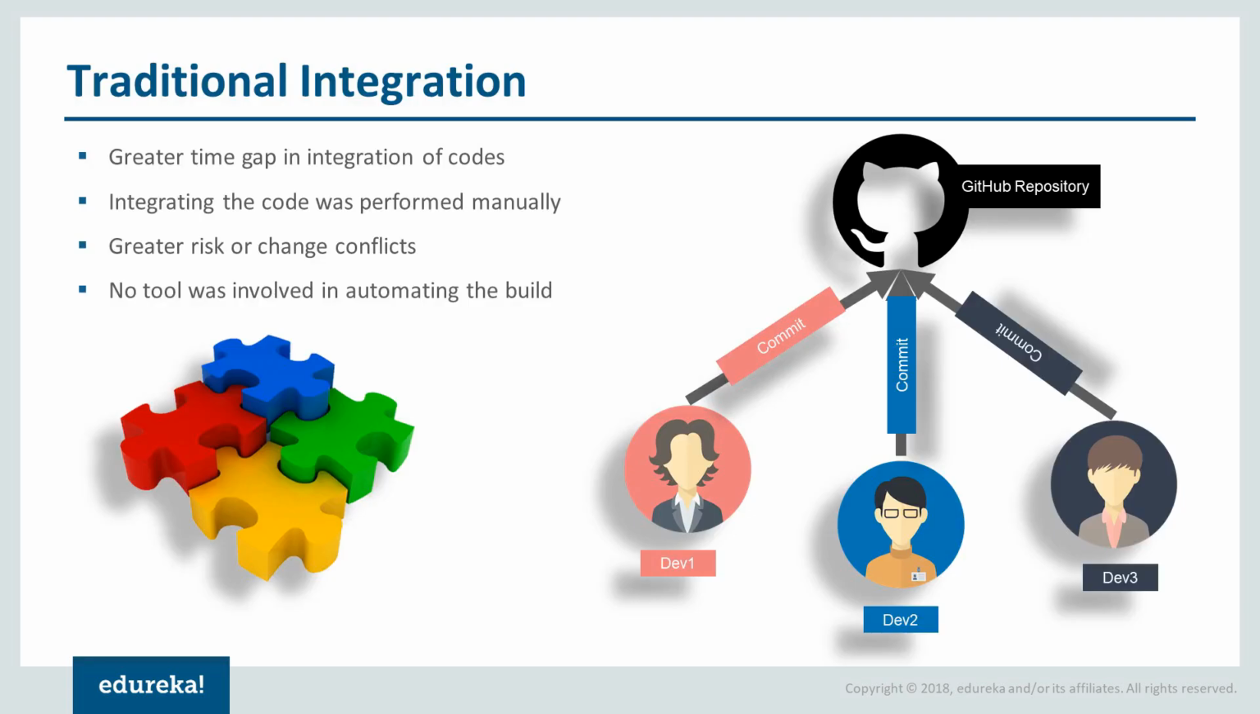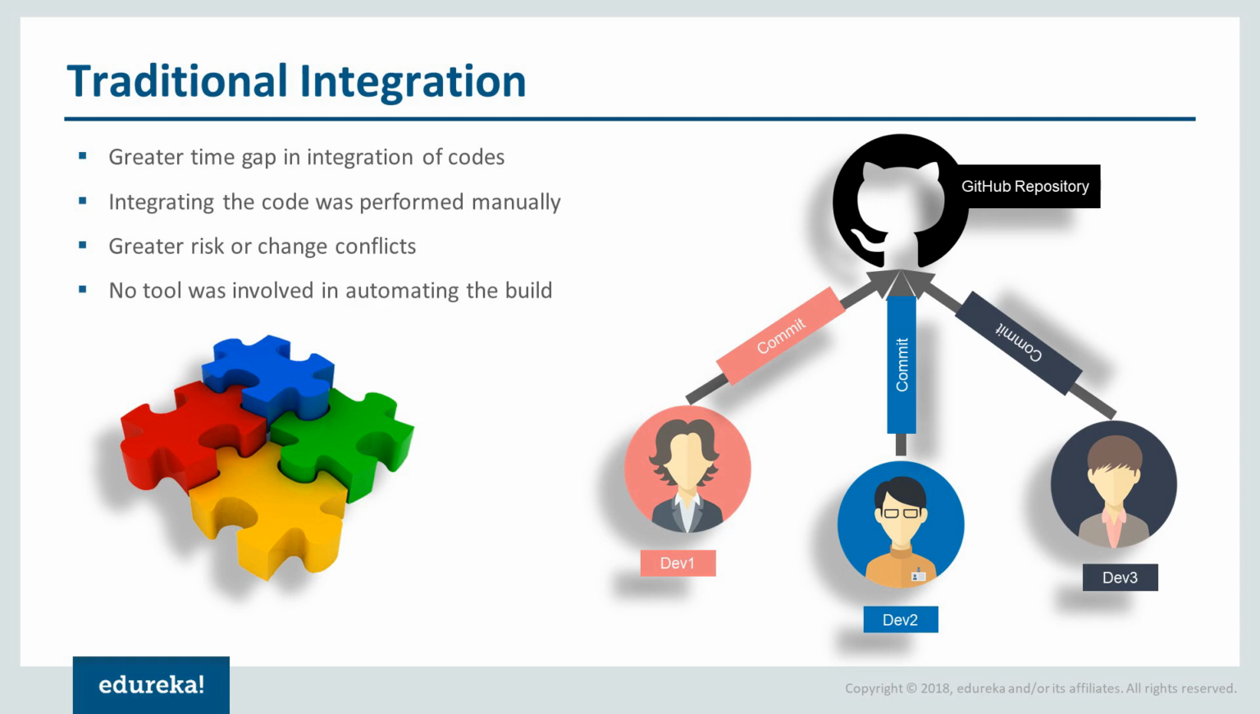Before we understand CI from the DevOps perspective, let's take a look at what exactly happens when DevOps is not there, or when CI is not there. That's what we are referring to as traditional integration. As you can see here, we have 3 developers, Dev 1, Dev 2, Dev 3, and they are committing on a regular basis to a GitHub repository. GitHub is one of the most popular community-driven source code management repositories, available on github.com, and it is based on Git.